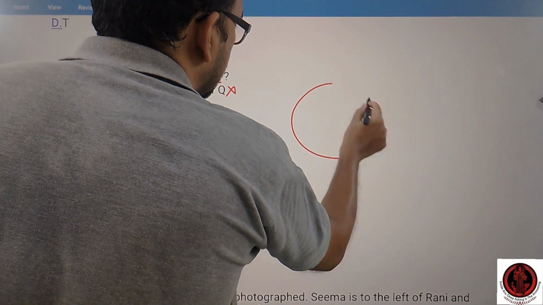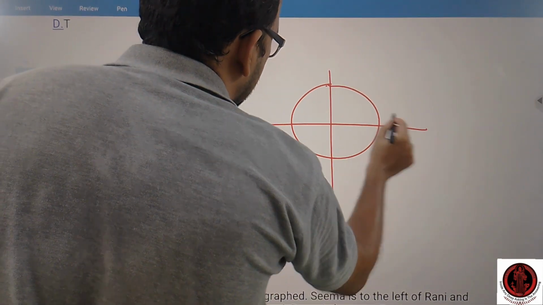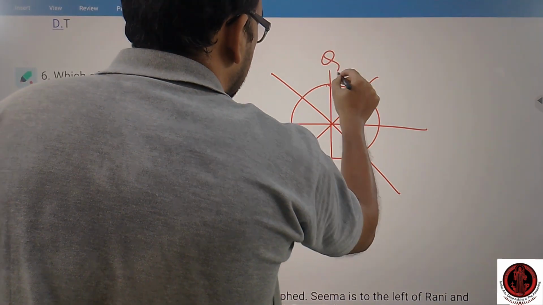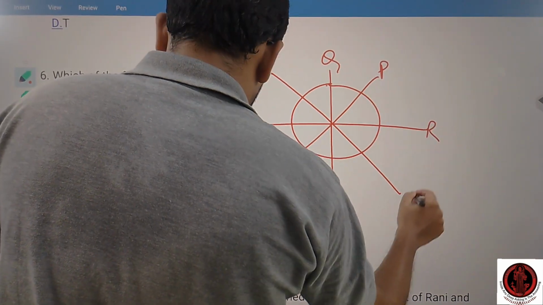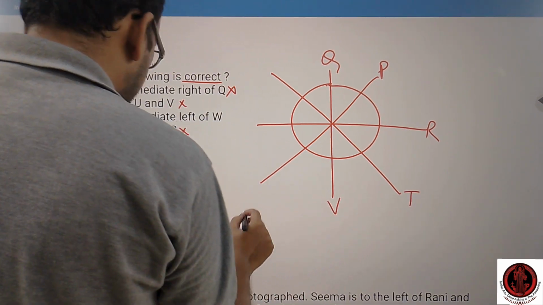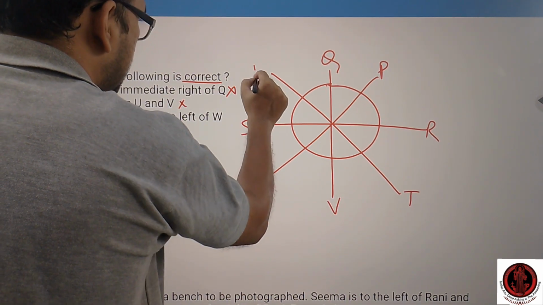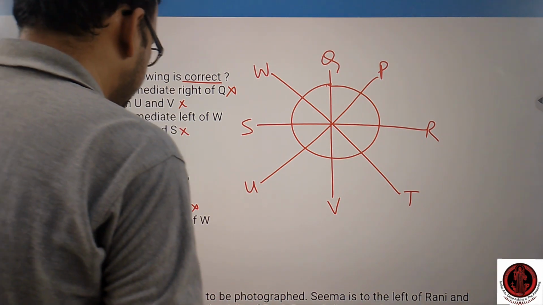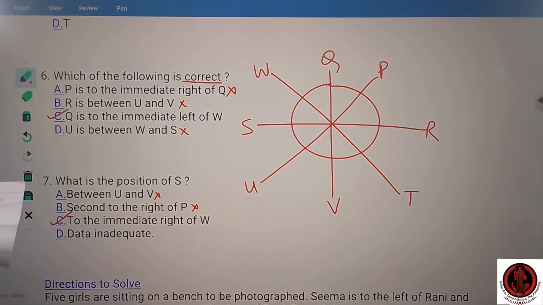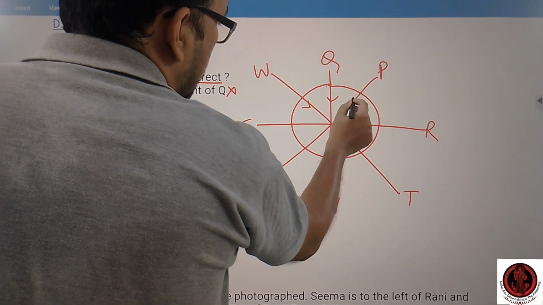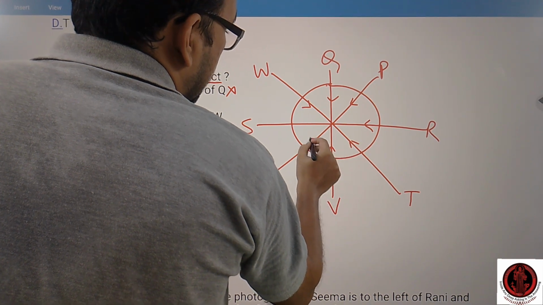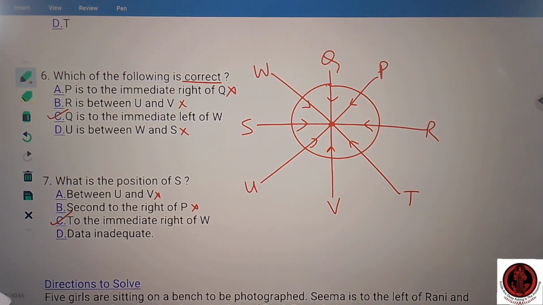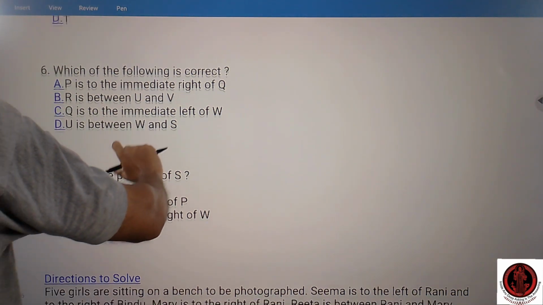Because this is the diagram. If you follow the diagram, you can solve the questions very easily. Actually, in case of sitting arrangement problem, if you can draw the diagram, then the questions are easy. Actually, the main thing, you have to draw the diagram. This is the diagram I have already drawn. Okay. Now the next problem.